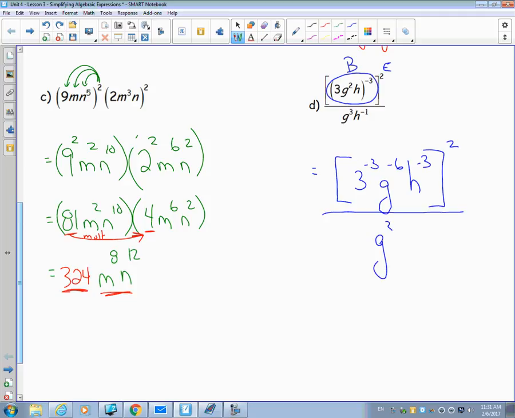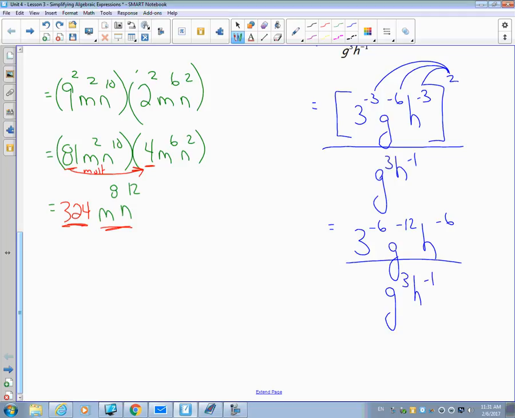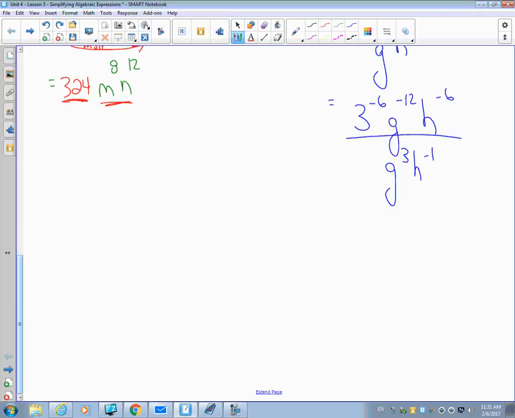Okay, so I'm following my BEDMAS rules. On the top, what do I have to do next? Exponent to exponent. So I need to apply the 2 to everything inside that bracket. Notice just the top, because the bottom is not inside the bracket. So we're going to double all these things. Negative 12 and h negative 6. Okay, g3 h negative 1. So I've simplified a little bit. I did my B and my E.